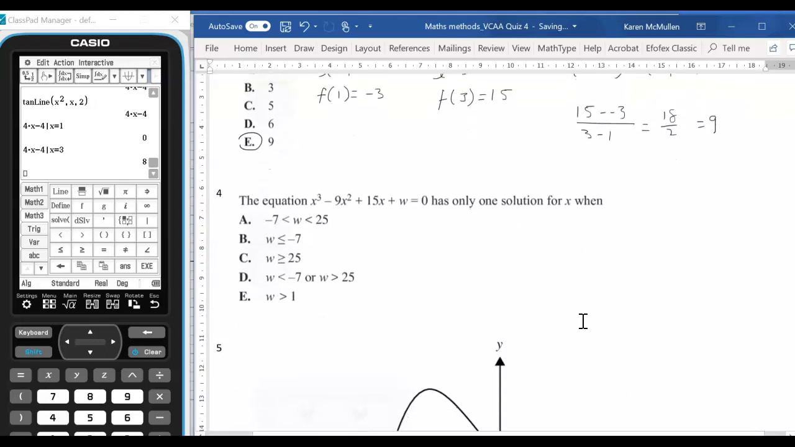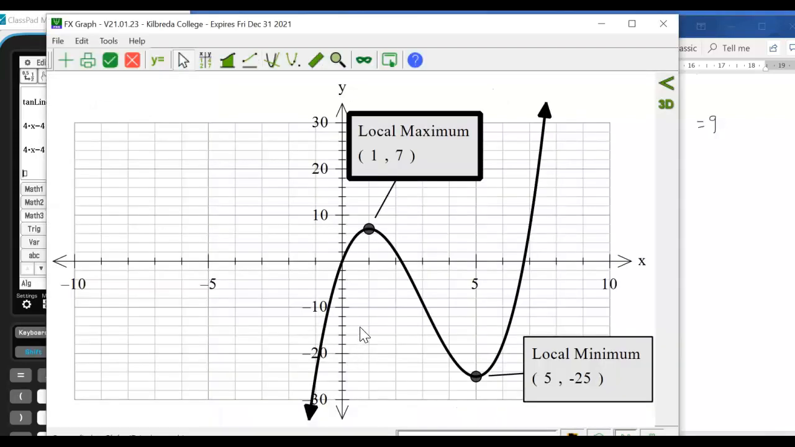All right, question 4. The equation x cubed minus 9x squared plus 15x plus w equals 0 has only one solution for x when. All right, so this is a little bit trickier. You do need to draw the cubic as the easiest way to do it. Actually, probably not. It's the way I did it. Okay, so if we just draw this part. So I did this earlier on this software, but you can do it on your calculator as well. And I've just also identified what the local maximum and the local minimum is.